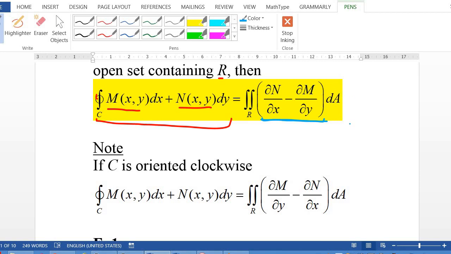The dA can be in Cartesian coordinates if the region R is not a circular region. If region R is circular, for dA you use polar coordinates, you change it to r dr d theta.